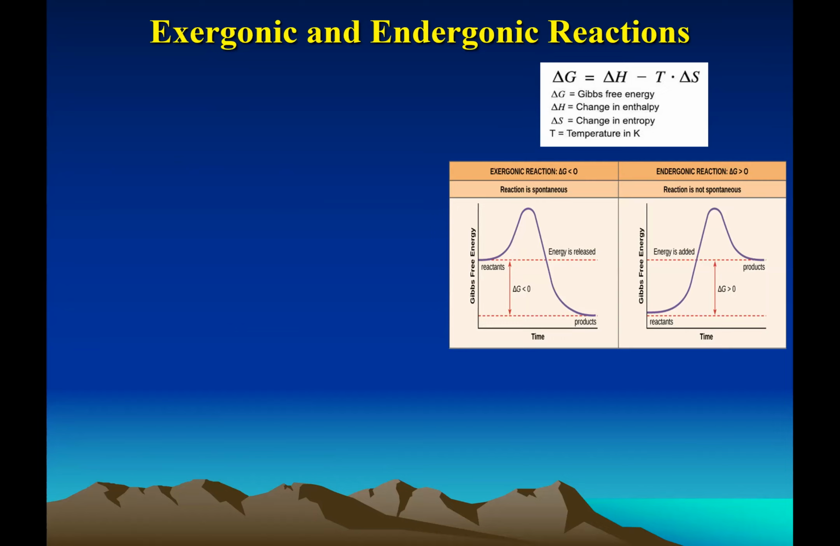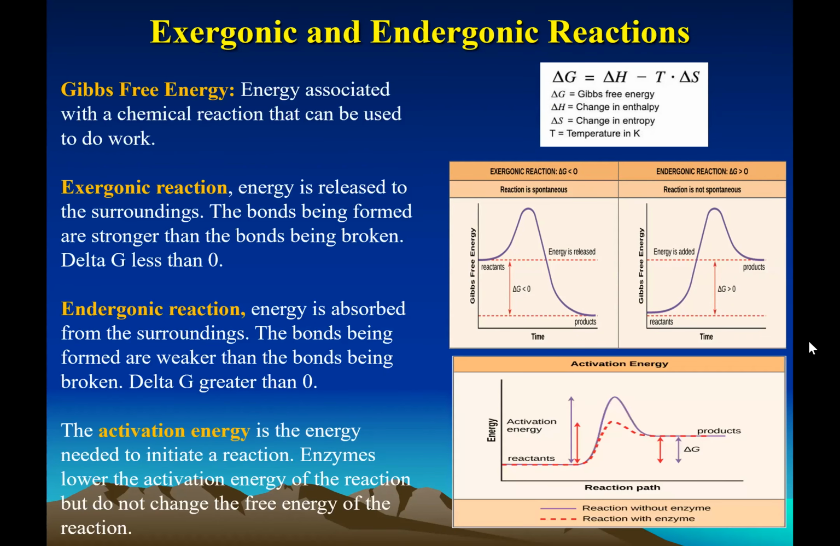So this is the rate of the reaction over a period of time. Before the reactant becomes a product, energy is released. So that is an exergonic reaction. Here, Gibbs free energy is less than 0, and this reaction is spontaneous. The endergonic reaction, on the other hand, requires energy for the reactant to become a product. So here the reaction is not spontaneous, because the change in free energy is more than 0.